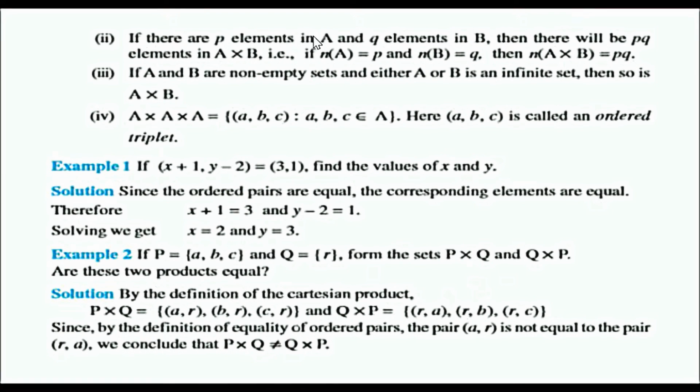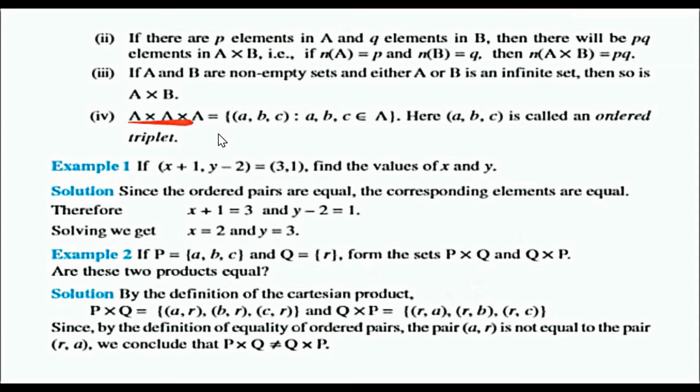If the set A has P elements and set B has Q elements, then how many elements will there be in A cross B? The number of elements in A is P, and the number of elements in B is Q, so the number of final elements in the Cartesian product A cross B is PQ. If A and B are non-empty sets and either of them is infinite, then A cross B is going to be infinite, because an infinite number of ordered pairs can be formed.